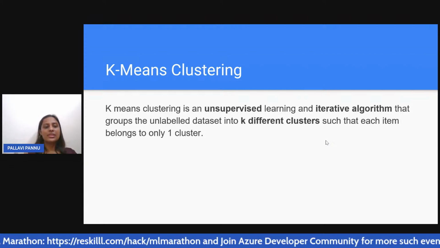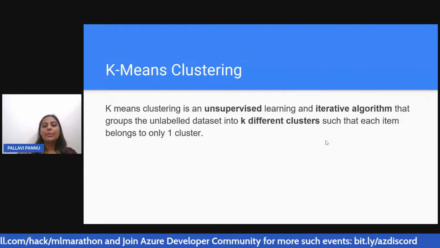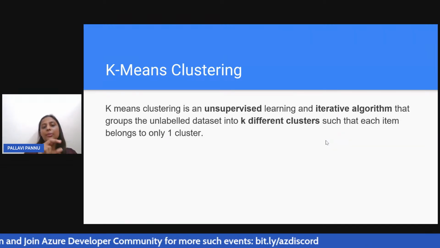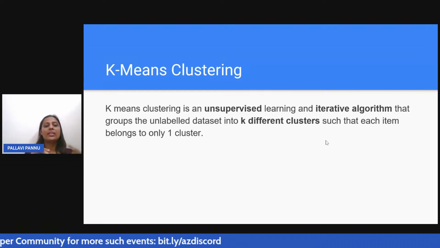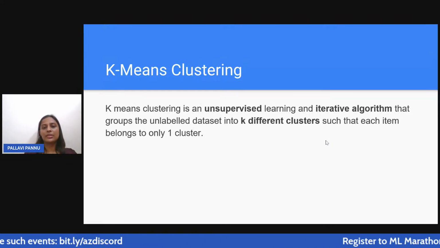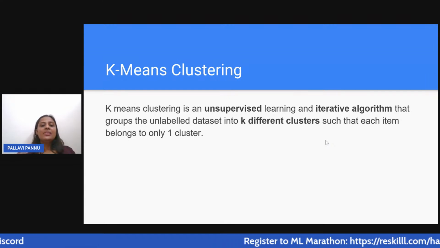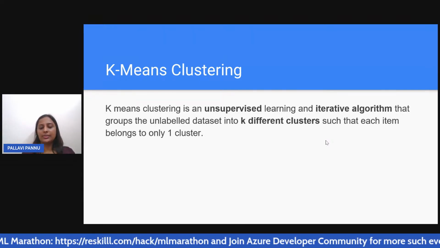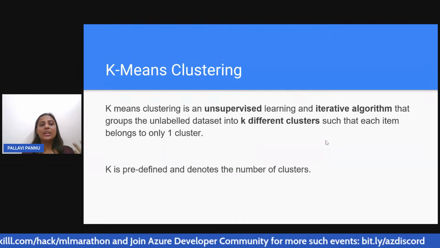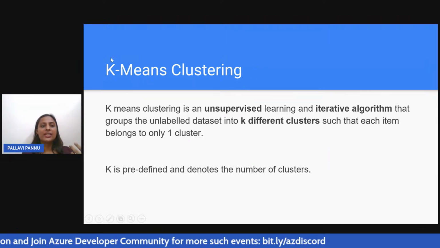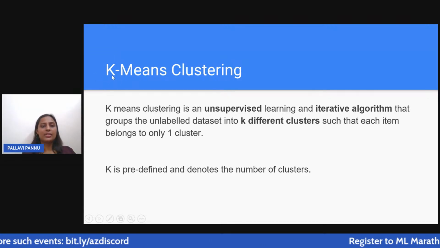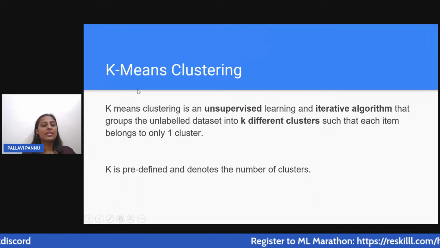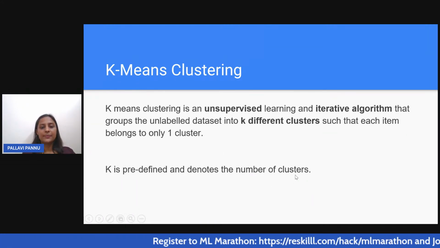One thing you have to keep in mind is that each element will belong to only one cluster. It's not that it belongs to this cluster and also this cluster. No. In k-means, you have to group the unlabeled dataset into k different clusters such that each item belongs to only one cluster. So k is predefined. What is k in k-means clustering? K is the number of clusters. You can say, hey, I want to build two clusters. Someone can ask, hey, I want to build three clusters. So k is the number of clusters.